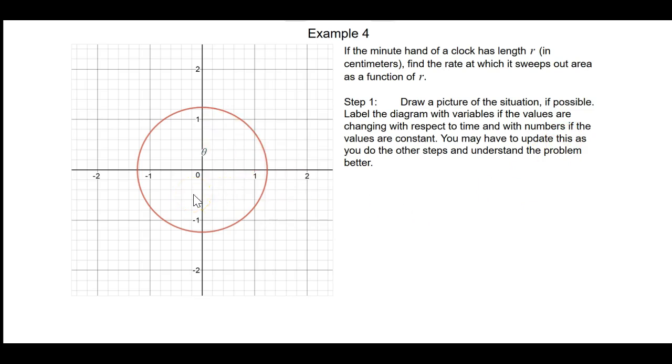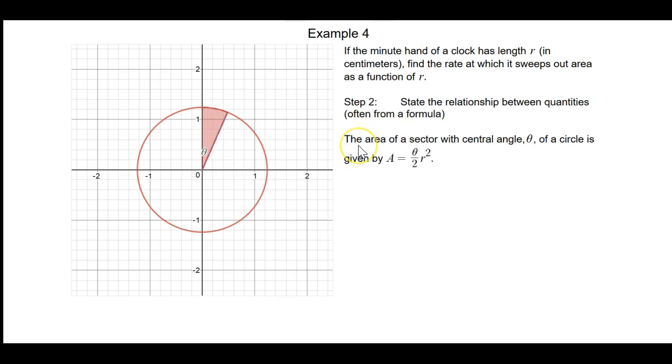though t still is in the picture because things are moving relative to time. So if you draw a picture of the situation, what you're thinking of is the area of the segment of a circle and how that's changing as the minute hand moves along the circle. So remember the area of the sector of a circle with central angle theta. The area is theta over 2 r squared.